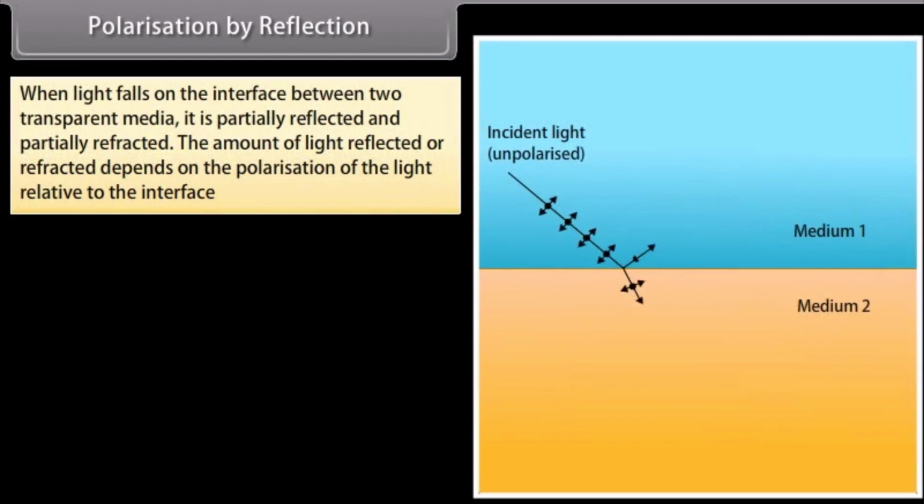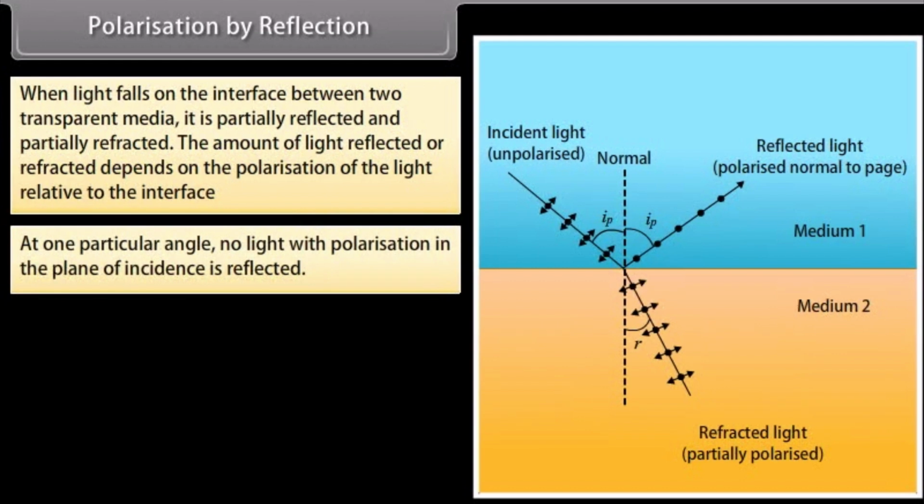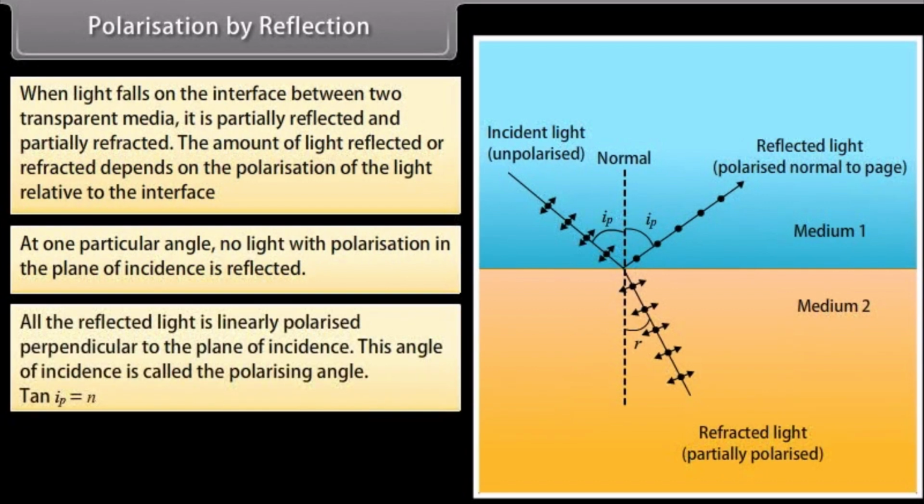Polarization by reflection. When light falls on the interface between two transparent media, it is partially reflected and partially refracted. The amount of light reflected or refracted depends on the polarization of the light relative to the interface. Consider an unpolarized light striking the interface between medium 1 and medium 2. At one particular angle, no light with polarization in the plane of incidence is reflected. All the reflected light is linearly polarized perpendicular to the plane of incidence.